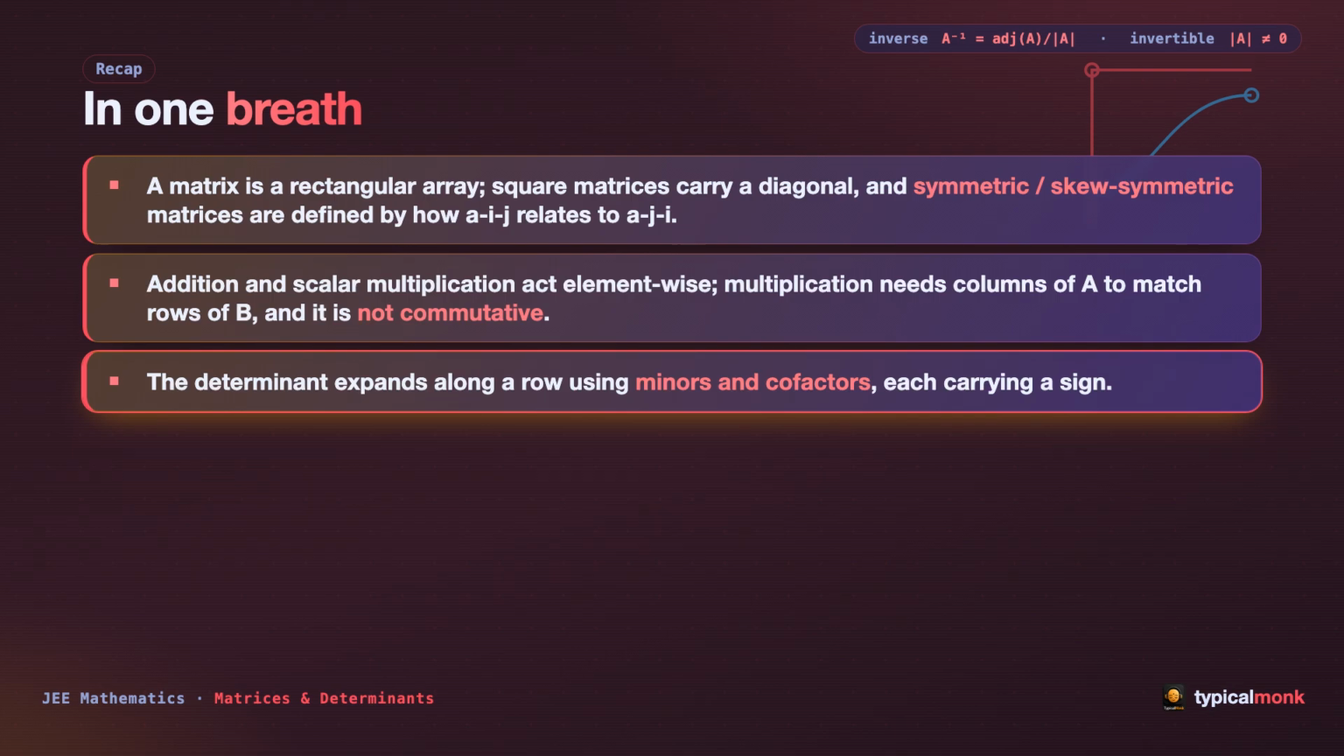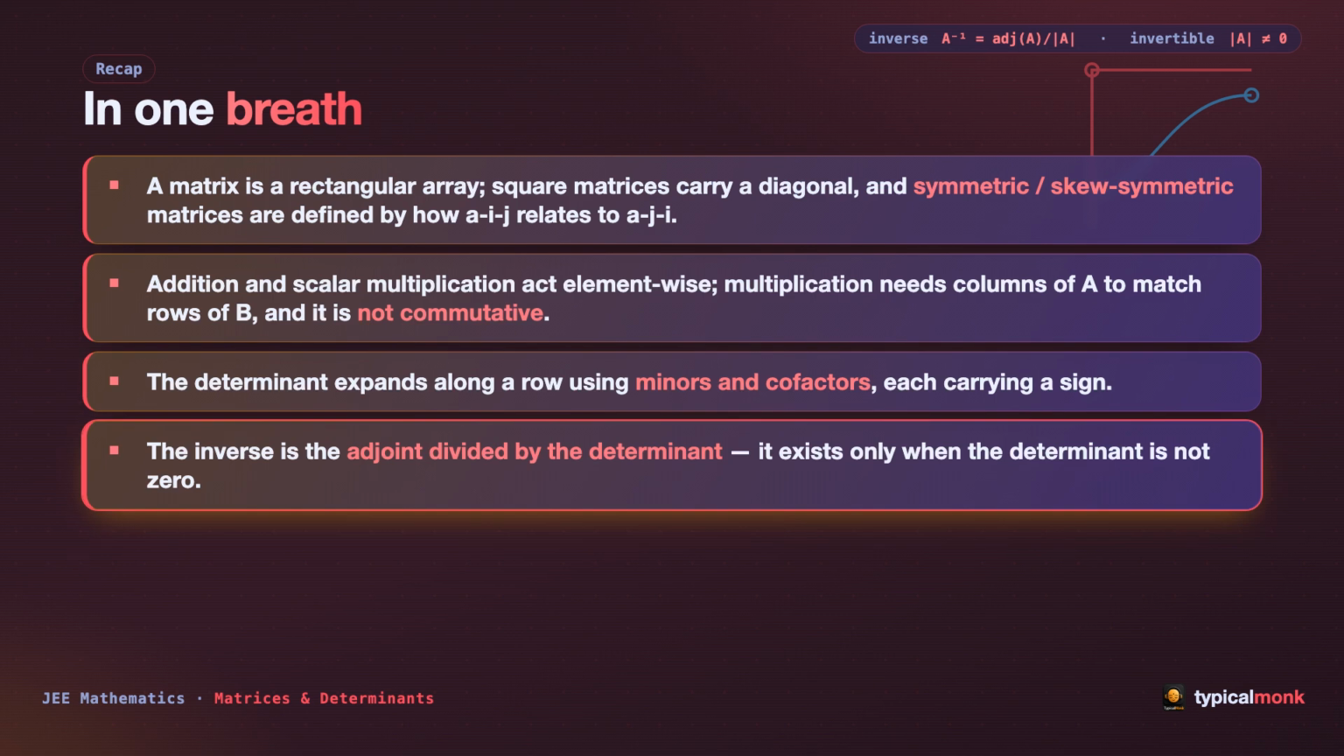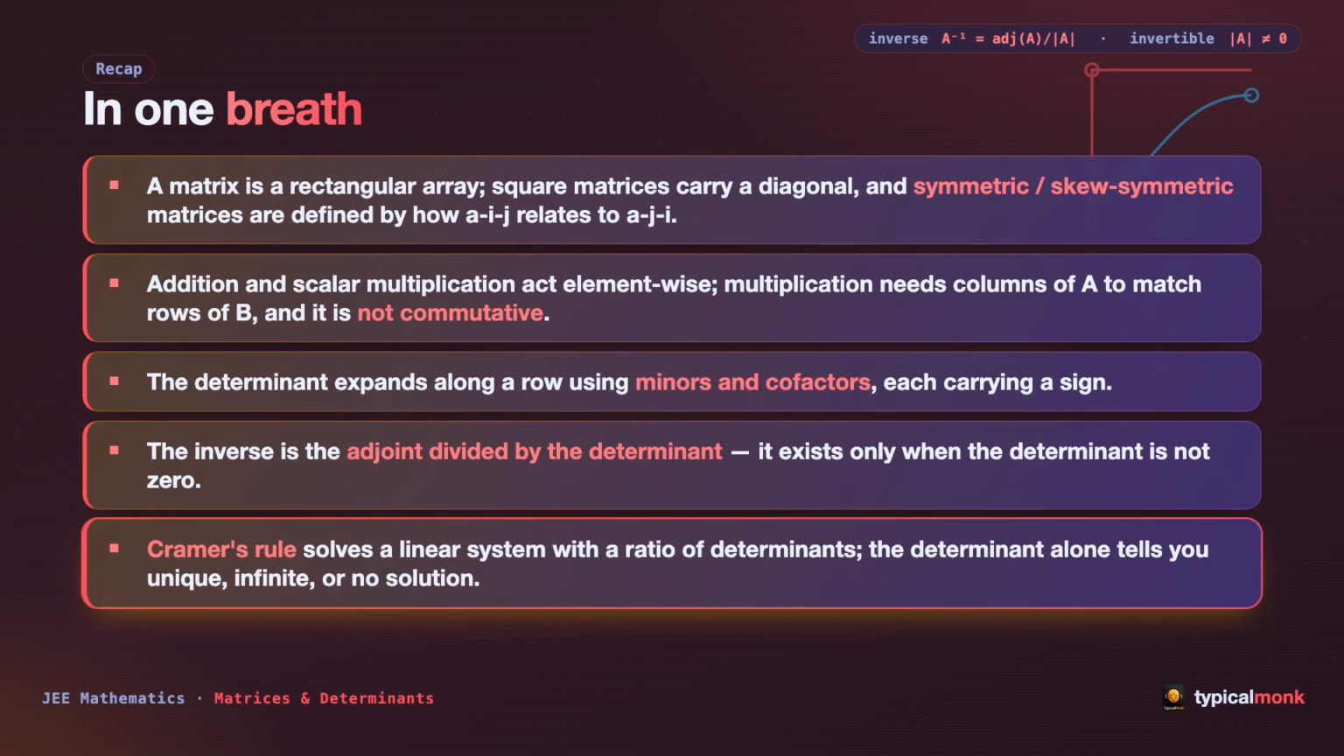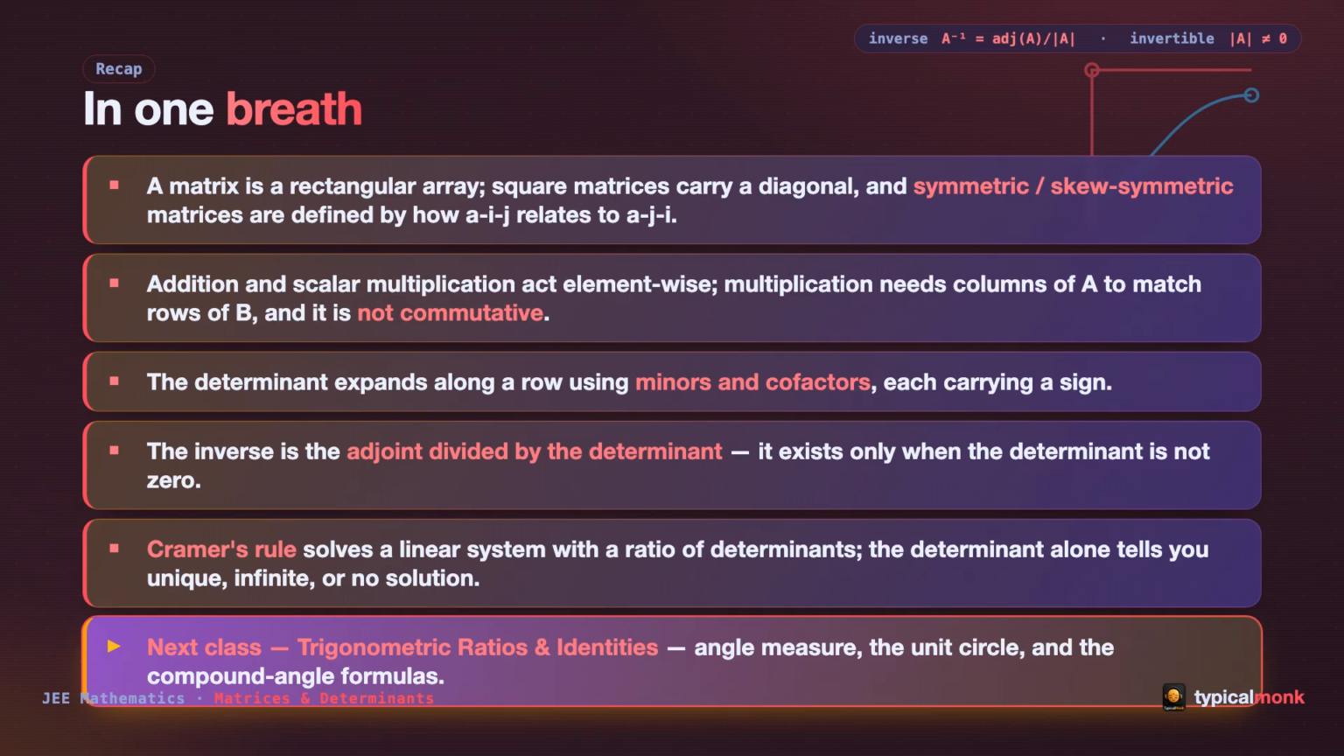The determinant expands along a row using minors and cofactors, each one carrying its own sign. The inverse is the adjoint divided by the determinant. It exists only when that determinant is not 0. Cramer's rule solves a linear system with a ratio of determinants, and the determinant alone tells you unique, infinite, or no solution. At next class, we step into trigonometric ratios and identities, angle measure, the unit circle, and the compound angle formulas. Do not miss it.